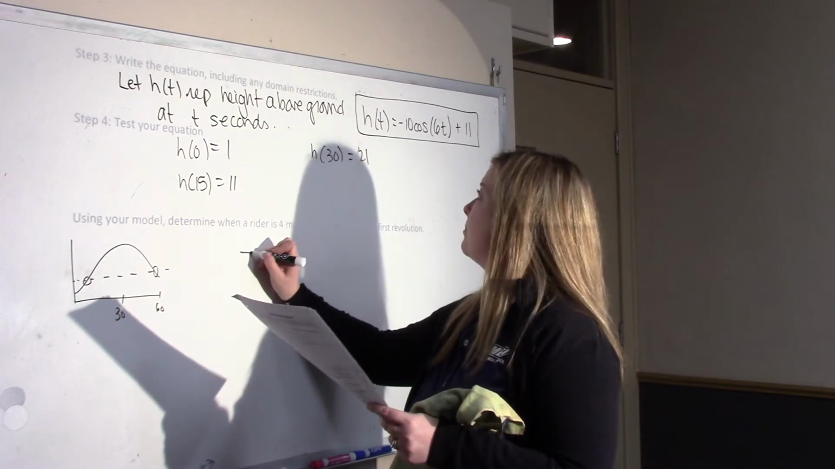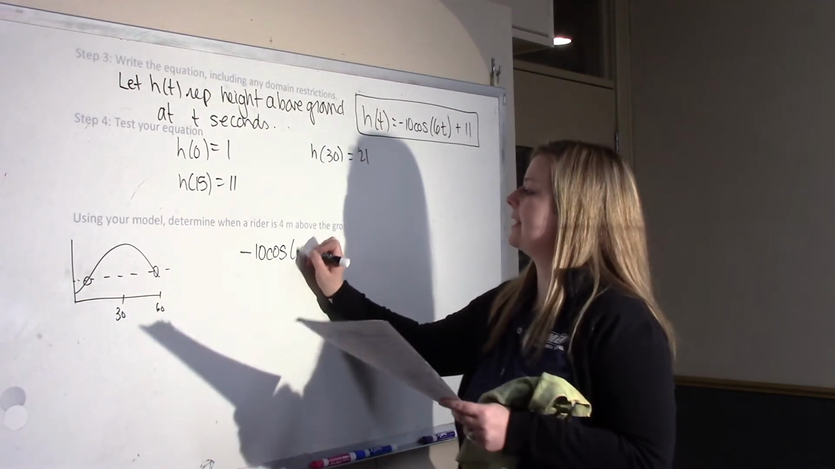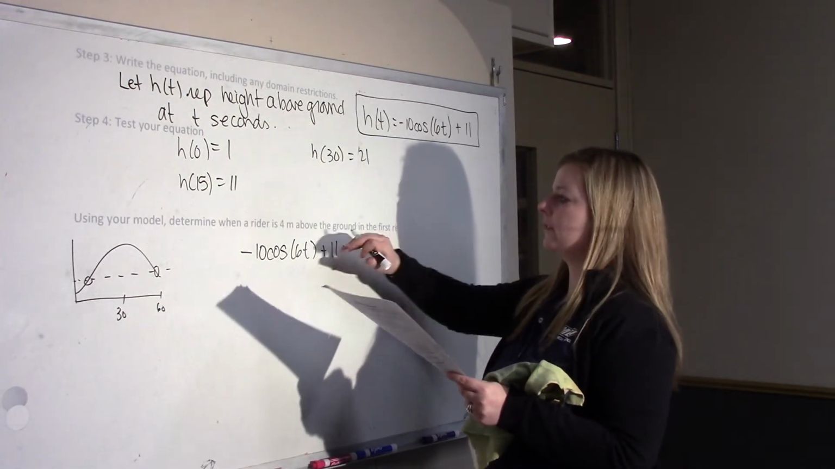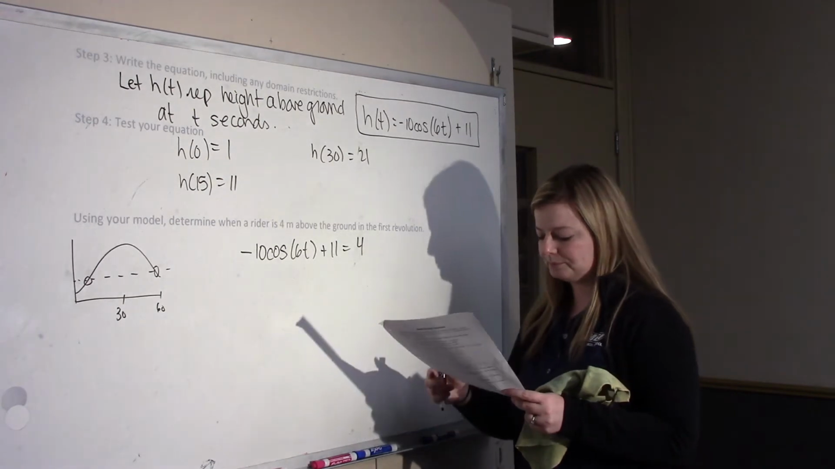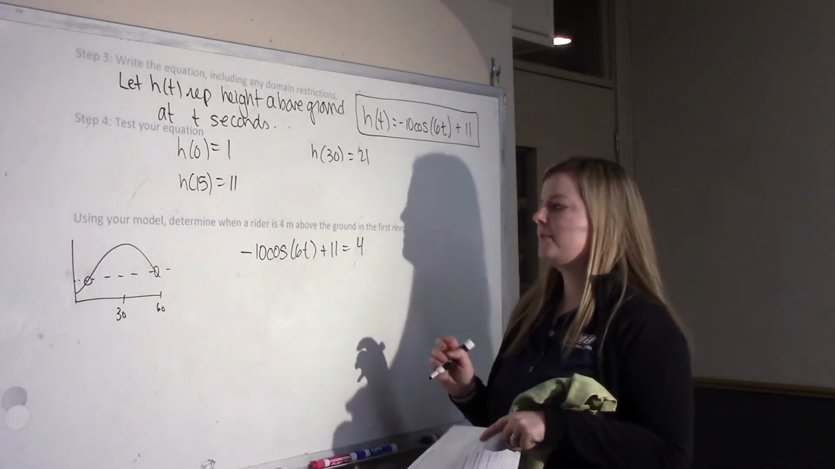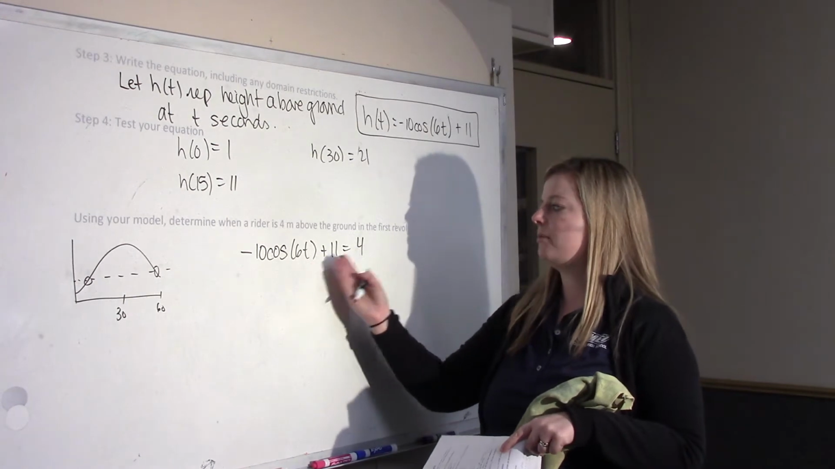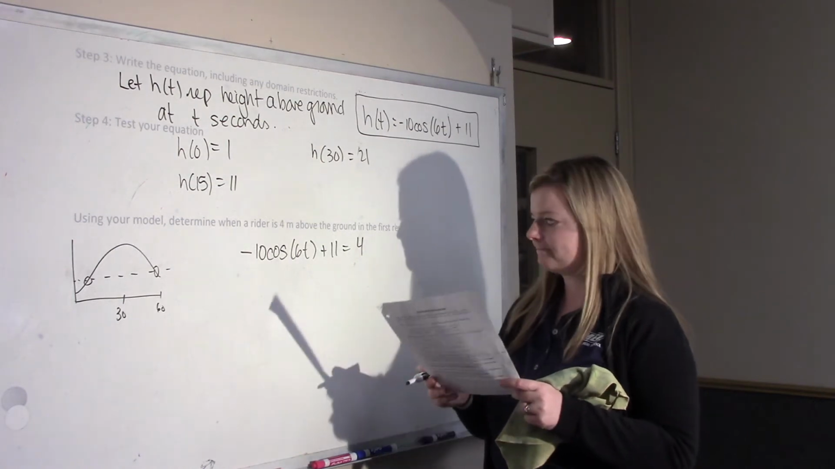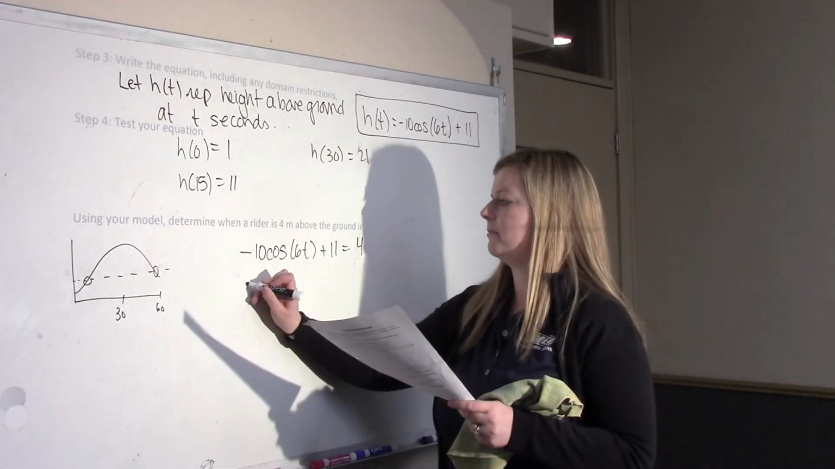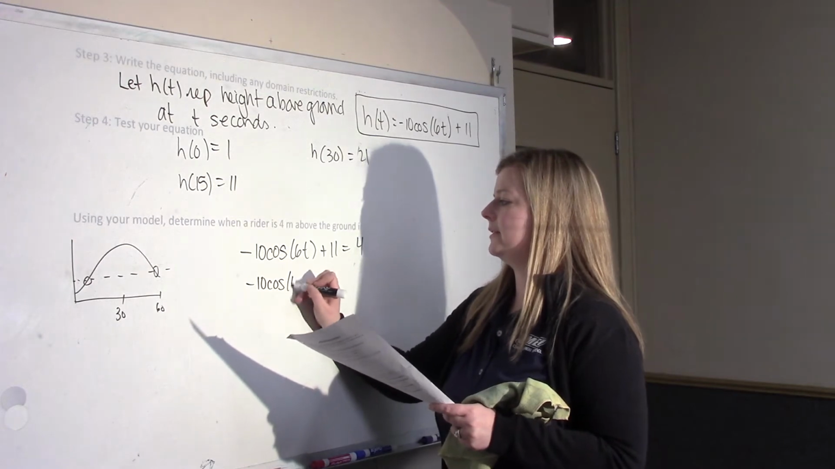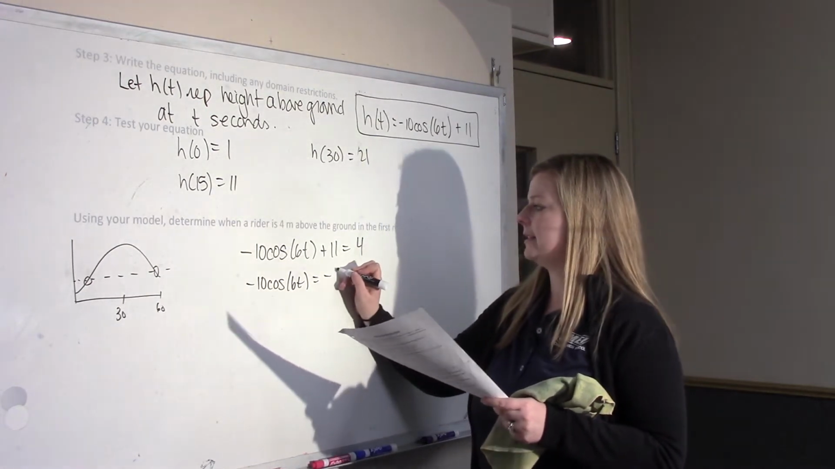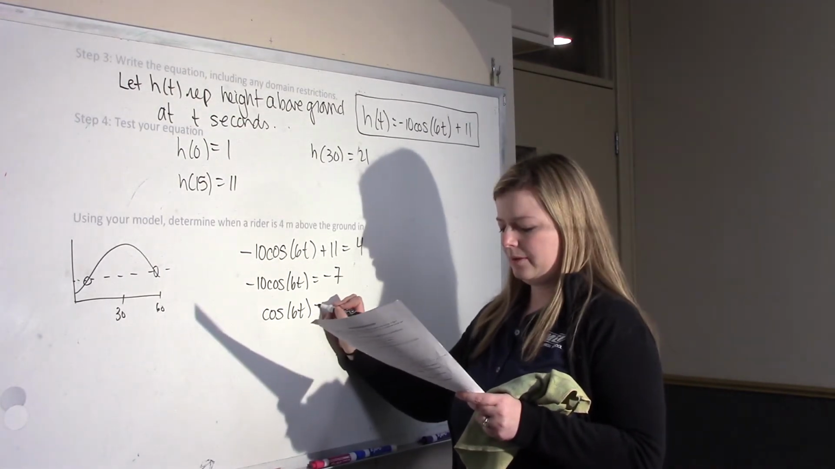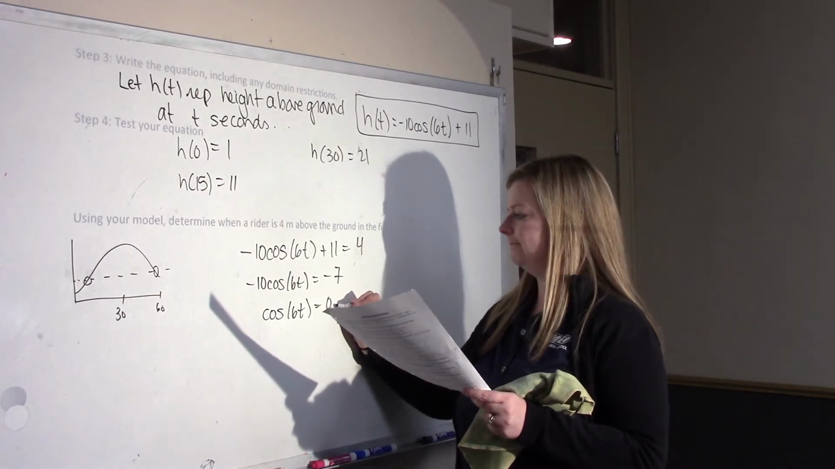So we set our function, negative 10 cos of 6t plus 11, equal to 4, for 4 meters, and this is what we have to solve. Okay? So remember, to solve this, we need to get it in the form of cos with the argument equaling just a number. So we move the 11 over. 4 minus 11 is negative 7. Okay, so negative 10 cos of 6t equals negative 7. And then we divide both sides by 10. So cos of 6t equals 0.7.